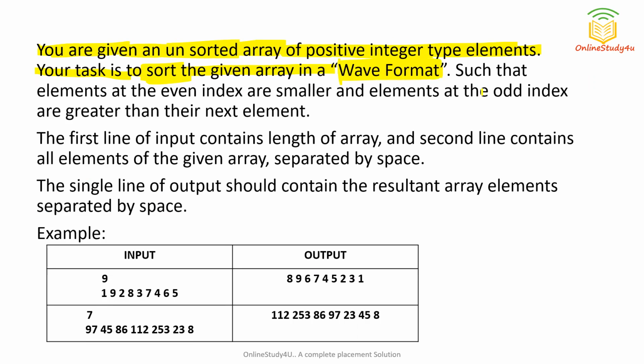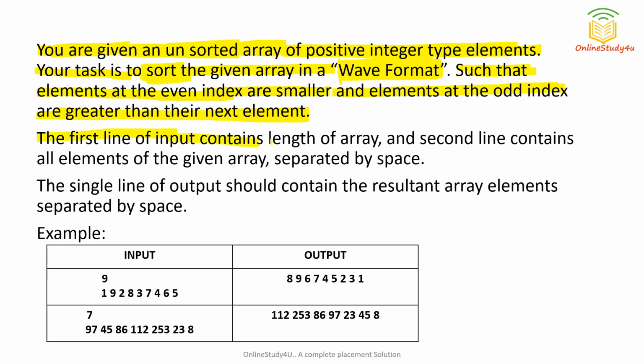So let us understand what is wave format, such that elements at even index are smaller and elements at odd index are greater than their next element. So if the array is sorted in wave format, elements at even index are smaller in comparison to their adjacent elements, and elements at odd index are greater than their adjacent elements. So this is the question.